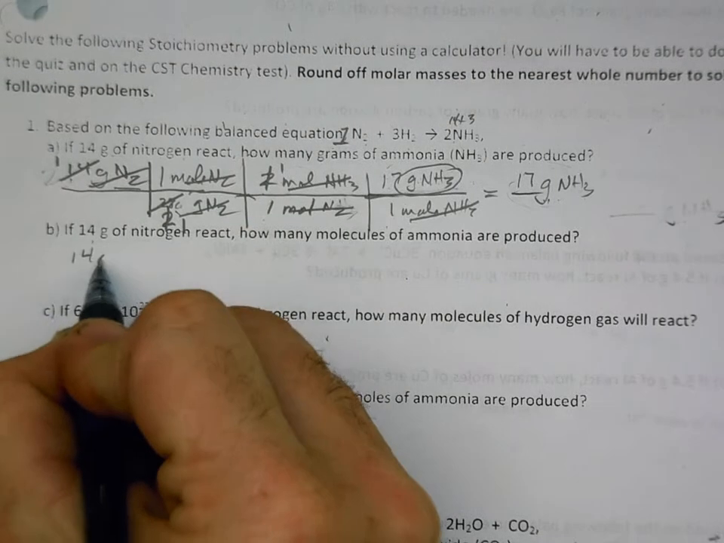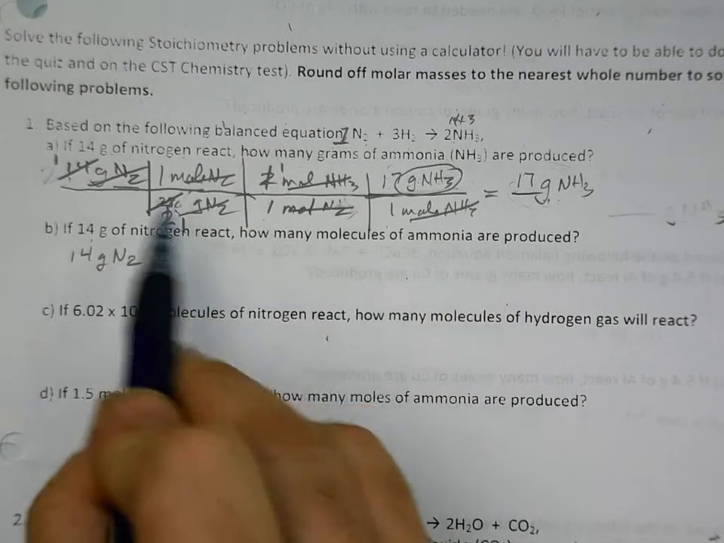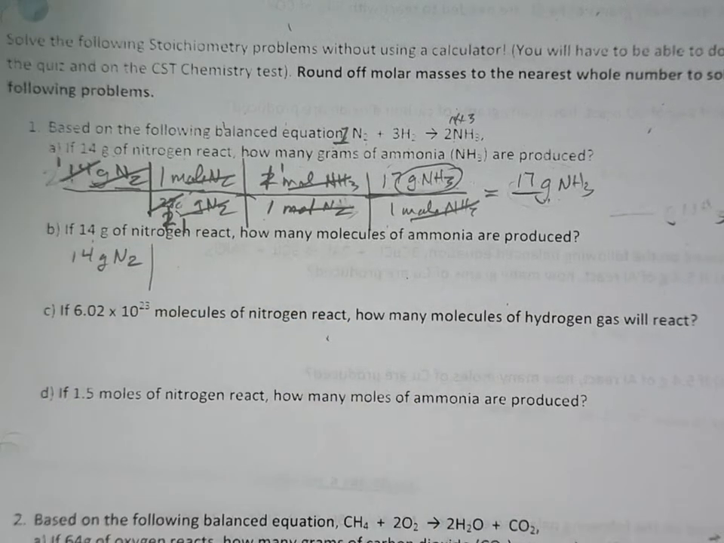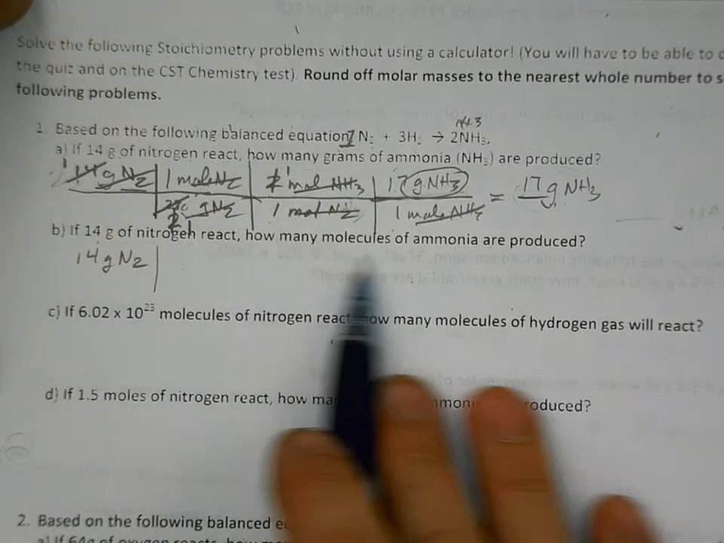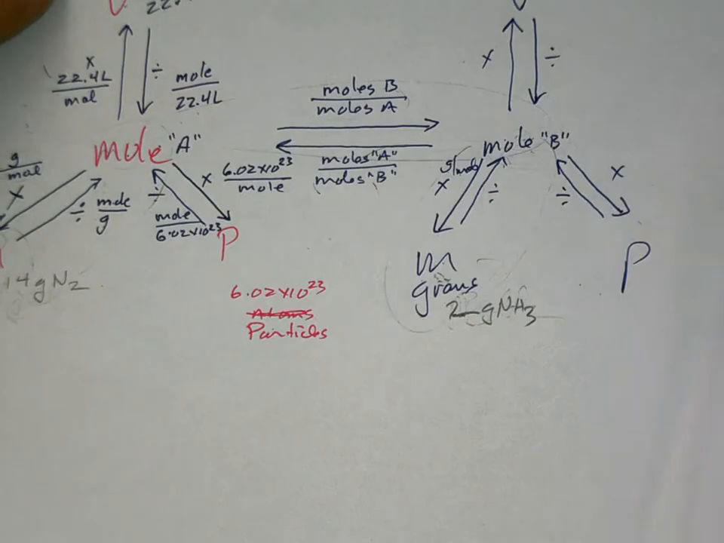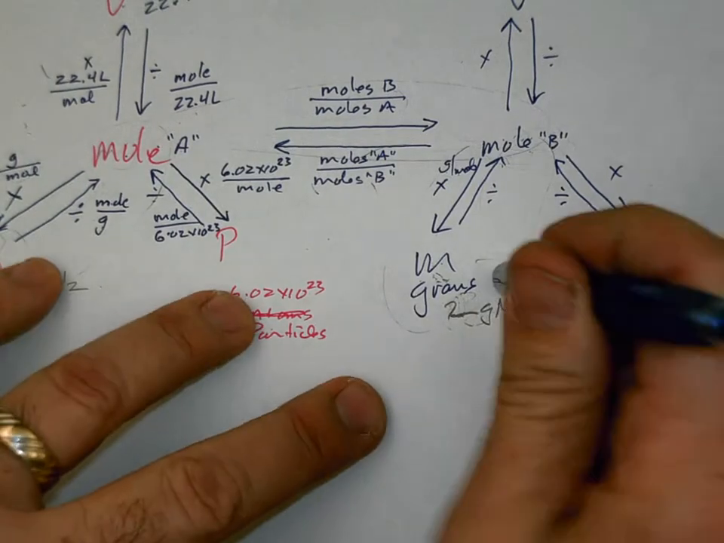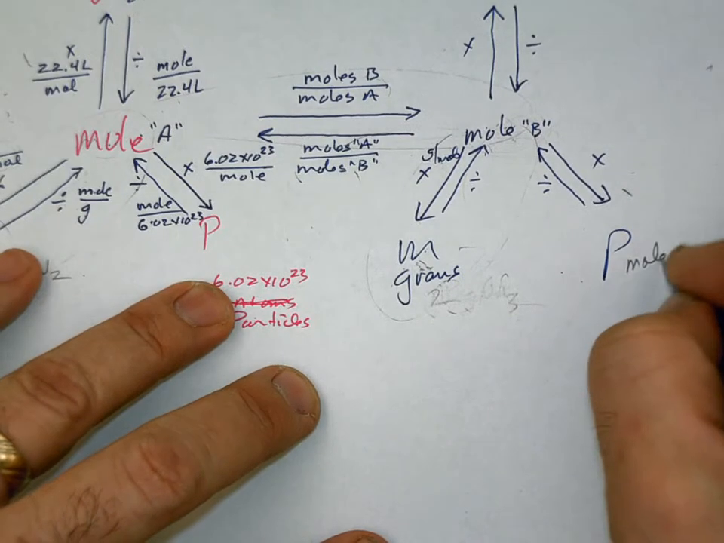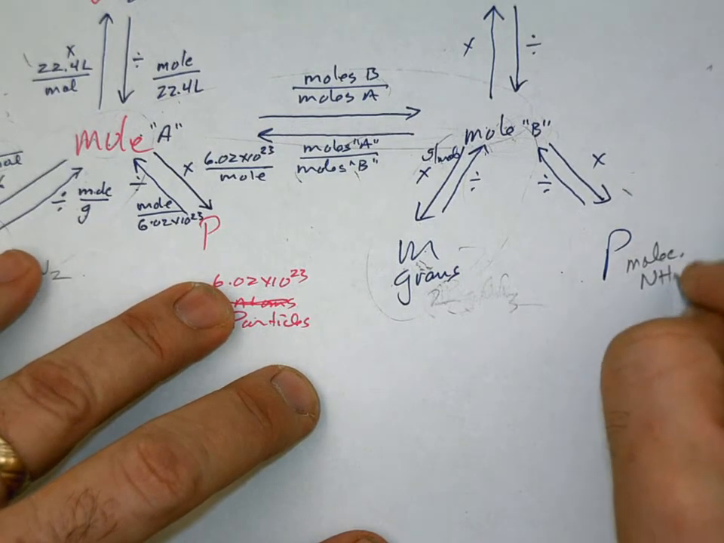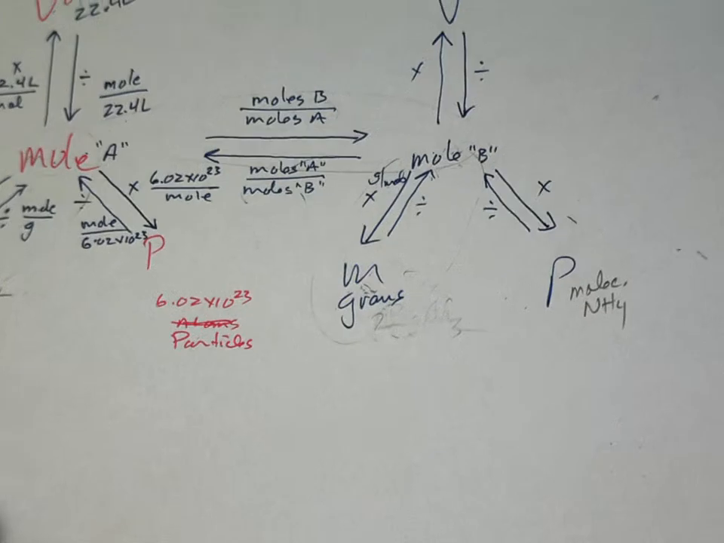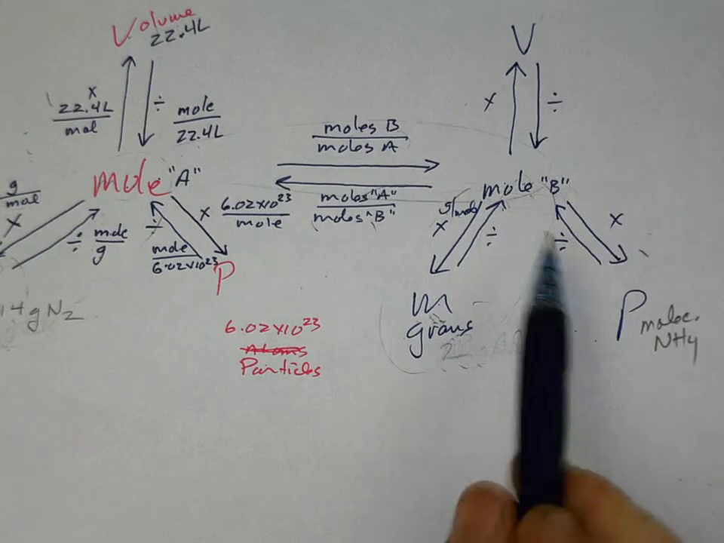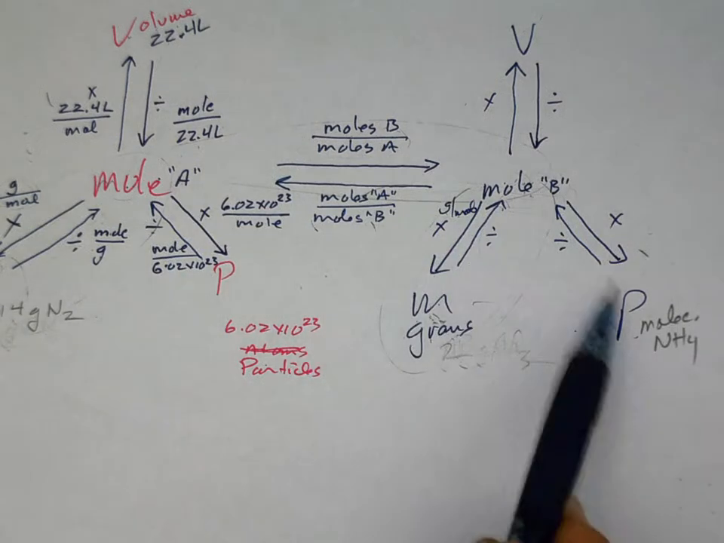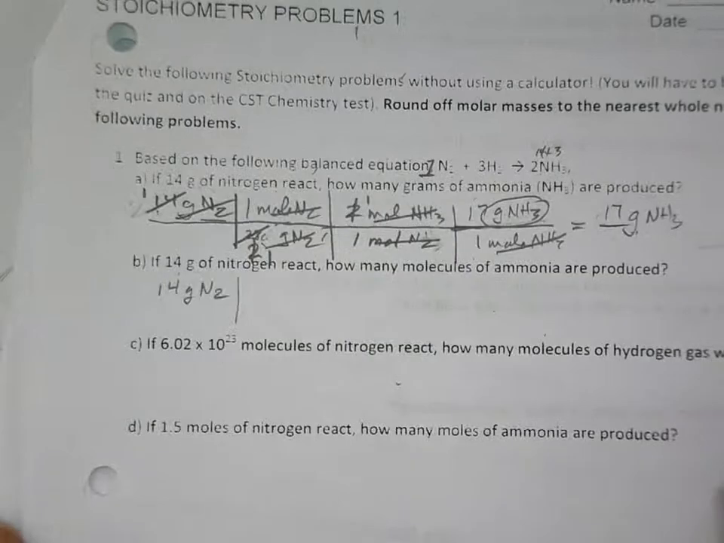So again, we start with 14 grams of N2, and it's going to be just like the previous problem. But this time, we want to see how many molecules of ammonia. So instead of grams of ammonia, we are now looking for molecules of ammonia. So that's what we're looking for. The roadmap, instead of back to grams, we're going over here. So it's going to be almost identical to what we did before, but then we're just converting to molecules.